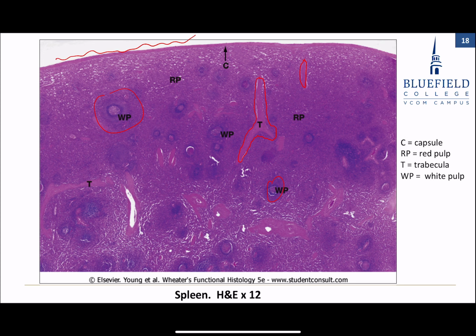Yeah, and if you look at it, there is no cortex and medulla. Okay, I mean, you can't really say there's a middle region and outer region, and those lymphatic nodules are throughout. They're not just in the cortex or something like that. You don't really have a cortex and medulla.